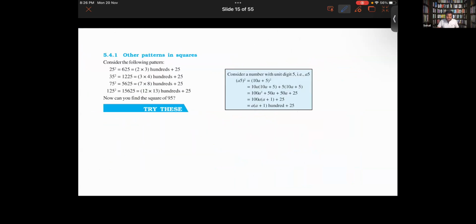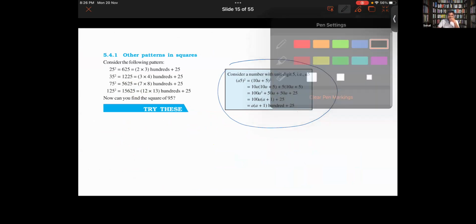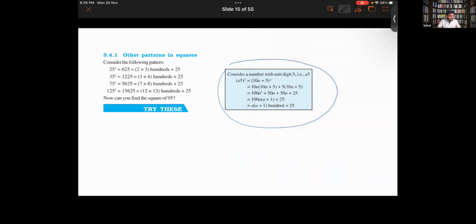Now there are some other patterns in squares as well, right? I hope you remember this one. We have discussed that. So you have numbers ending with 5 here: 25, 35, 75, 125. So 25 squared is 625. 35 squared is 1225.